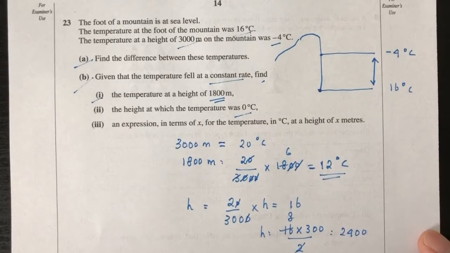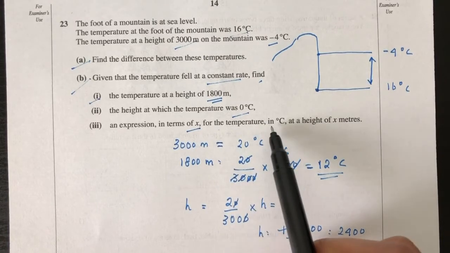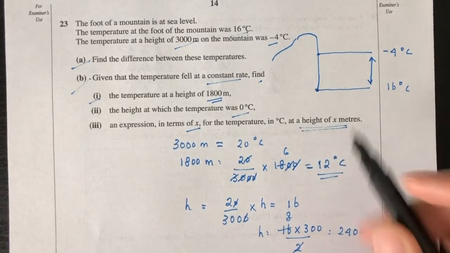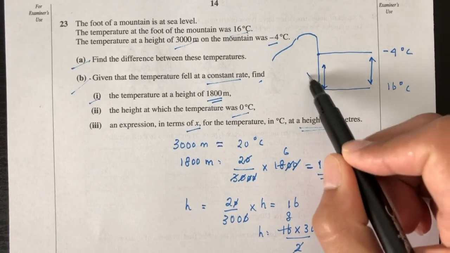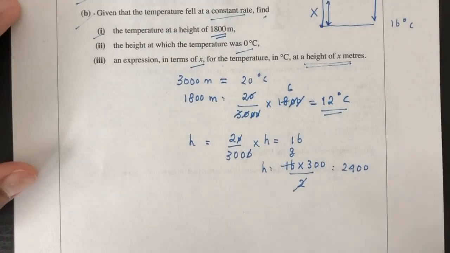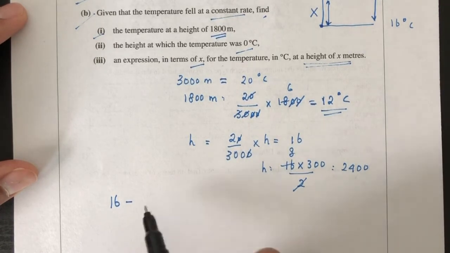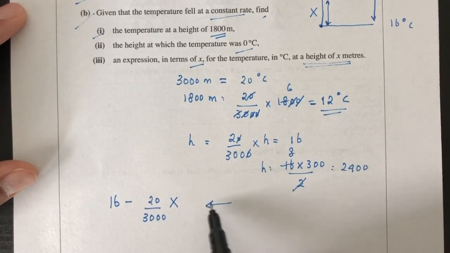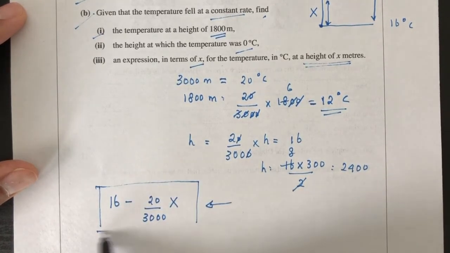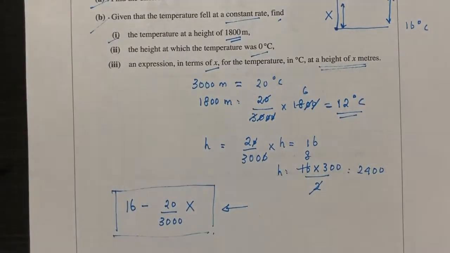So now for the last part, part 3, you have to find an expression in terms of x for the temperature in degrees at the height of x meters. So let's say this was the height, x. What will be the temperature? We always have to do initial temperature minus change in temperature. So minus the change will be 20 over 3000 x. This will be your answer for part 3. So that will be question number 23. Let's move on to question number 24.